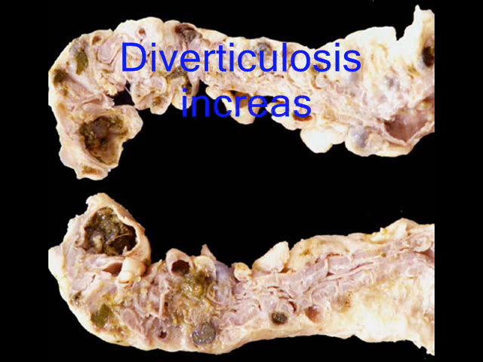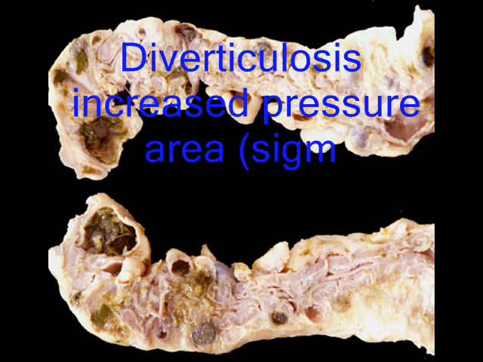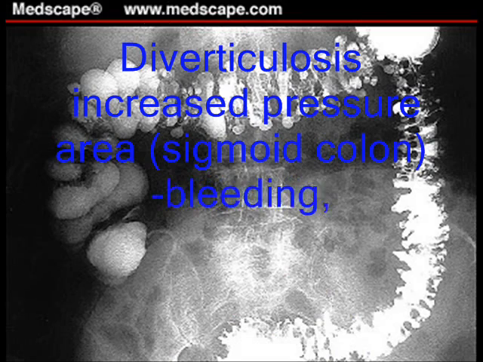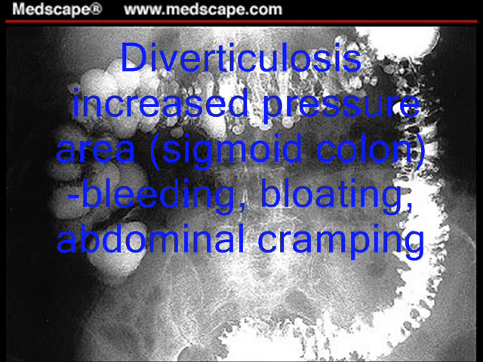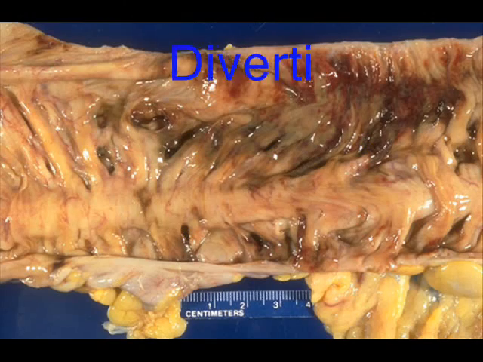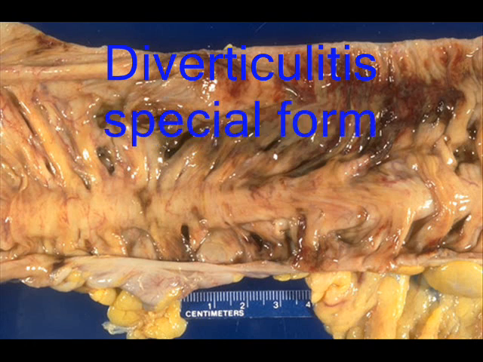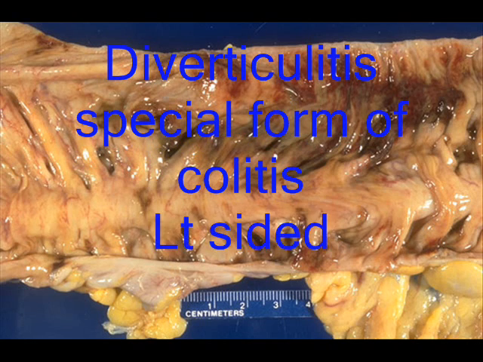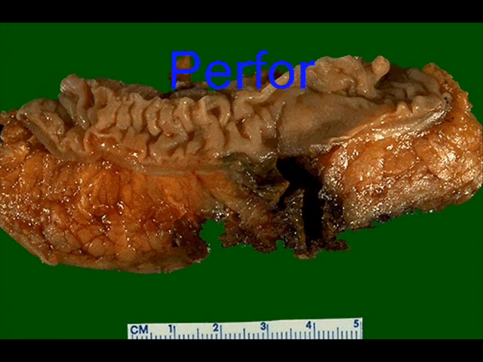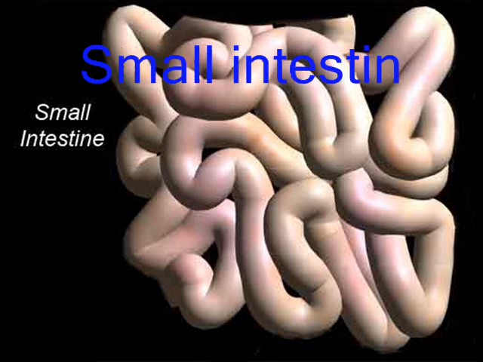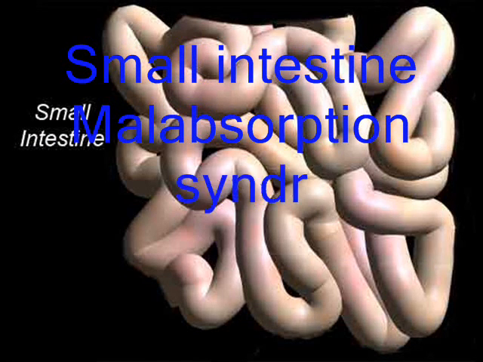A very important disease is diverticulosis, with increased pressure in areas such as the sigmoid colon. A complication is diverticulitis, a special form of colitis resembling left-sided appendicitis. The other complication of diverticulitis is perforation, which is life threatening. Now let's move to the small intestine.